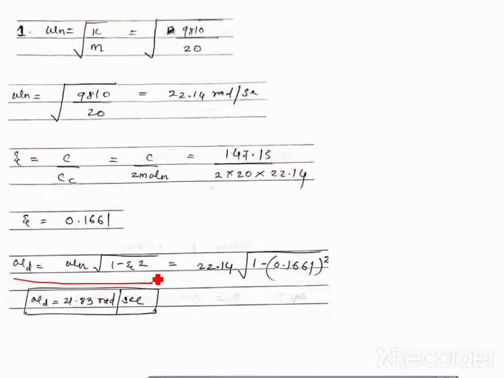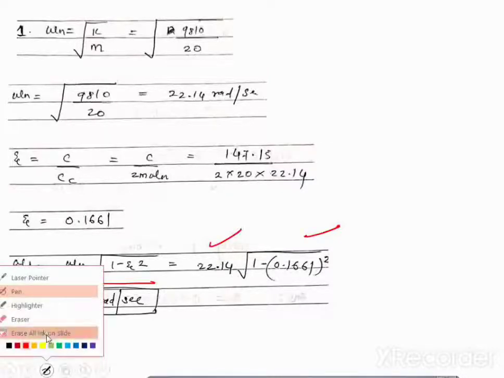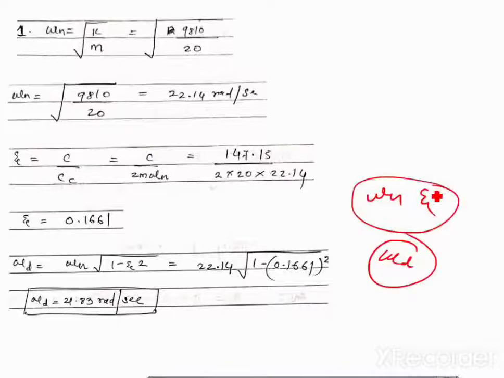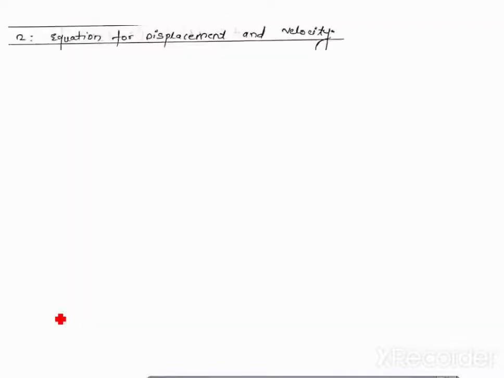Omega d is omega n into square root of 1 minus zeta square. So omega d is equal to 21.83 radian per second, because I know the value of omega n and zeta. This is the second slide to find out omega n, zeta and omega d, because all these parameters are required in the output equation.